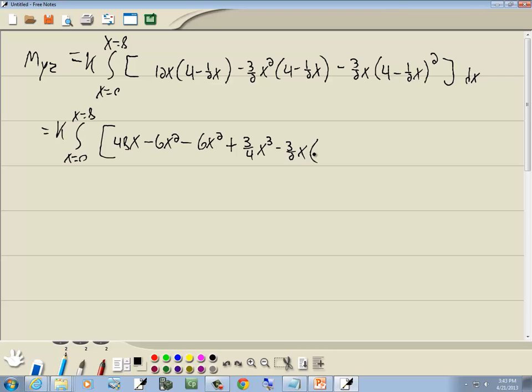Okay, I square this. 4 squared is 16. 4 times negative 1/2 x is negative 2x, and that gives us negative 4x because there's 2 of them, plus 1/4 x squared, dx. Okay, let me check that. 16 minus 4x plus 1/4 x squared. Okay. X equals 0 to x is equal to 8.